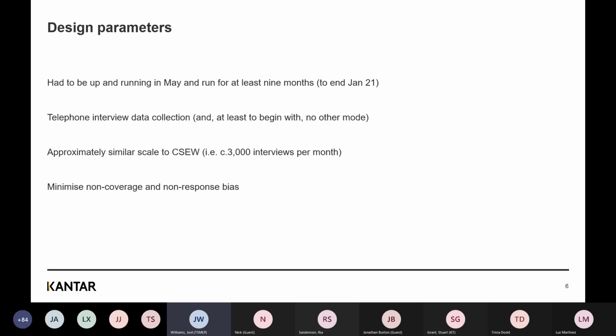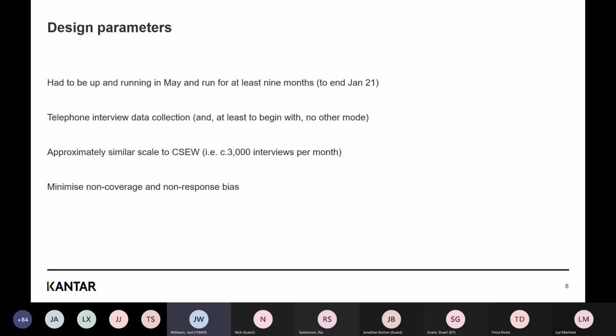Second parameter is that it did need to be telephone interview data collection. The reason for this is that we've done quite a lot of previous work as to how far the critical information that's collected in the crime survey could be collected through a self-completion survey in its entirety, which would generally be online. And the results from that work had suggested that interviewers were quite critical in collecting the key information that's required to code incidents of victimization into specific categories that align with police recorded crime. So at least to begin with, that needed to be the method of data collection.